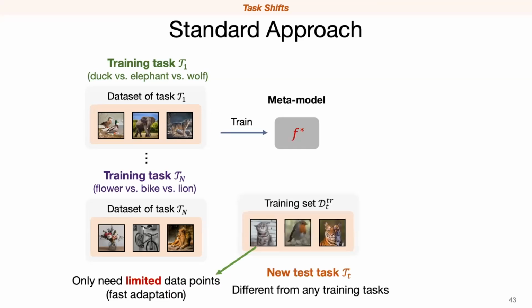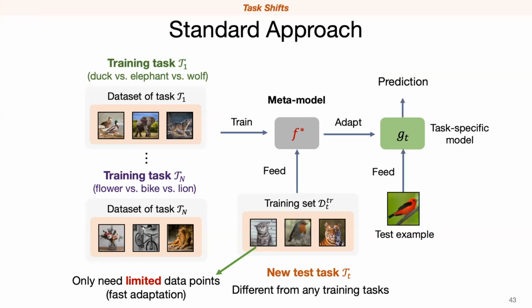And then we have the new test task. This new test task is different from any training tasks, and the training set of this new test task only has limited data points. So we use this training set to refresh the meta model and get the task-specific model for this new test task. Finally, we evaluate the performance. We feed the new test examples into the task-specific model to get the prediction.